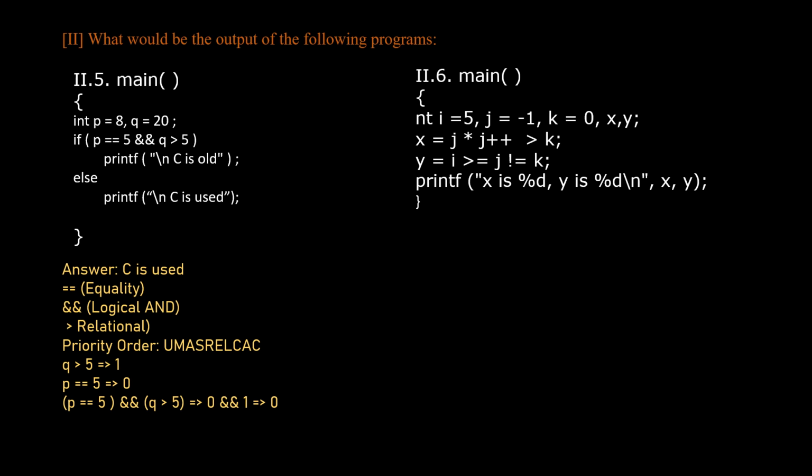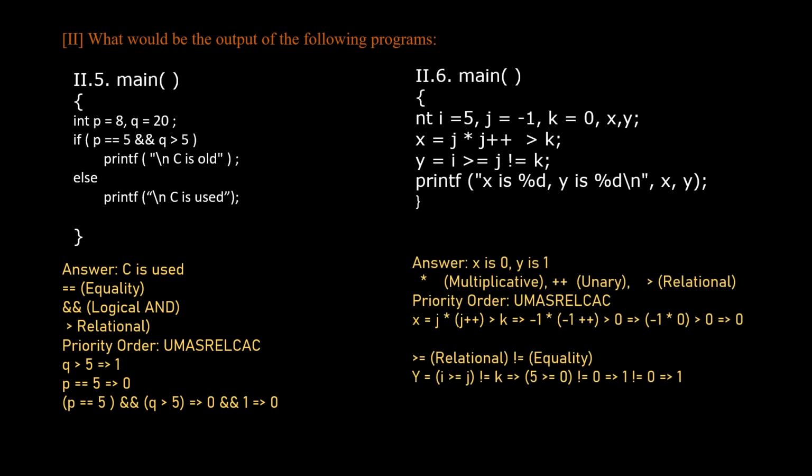So x is 0, and the next expression for y is i greater than or equal to j not equal to k. So greater than or equal to is relational, not equal to is equality. We have two operators, and relational has higher priority than equality. So i greater than or equal to j, 5 greater than or equal to minus 1 is true, 1, and then 1 not equal to 0 which is true, 1. So x is 0 and y is 1. I have given the explanation here as well. If required, you can go through that.